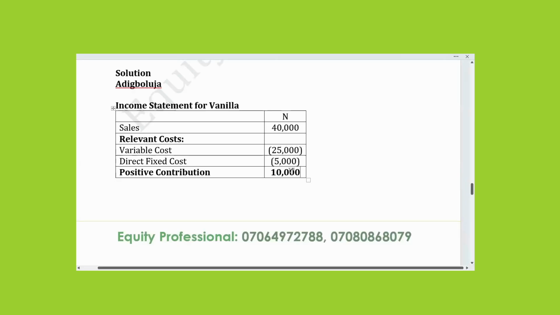So if you now delete the product, if you delete vanilla, that means this 10,000 will be a burden on other products, because it is the other products that will bear it. So at all times, your decision is on contribution. You don't consider fixed cost. Fixed cost is irrelevant.